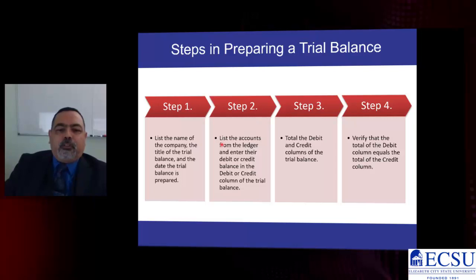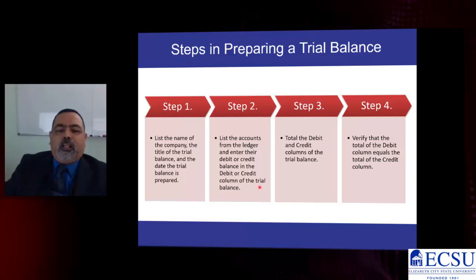In step number two, we list the accounts from the ledgers and enter their debit or credit balance in the respective columns of the trial balance. As we learned in the previous part of the video, we prepare the ledger accounts and calculate the balance. Some accounts have a debit balance, some have a credit balance.